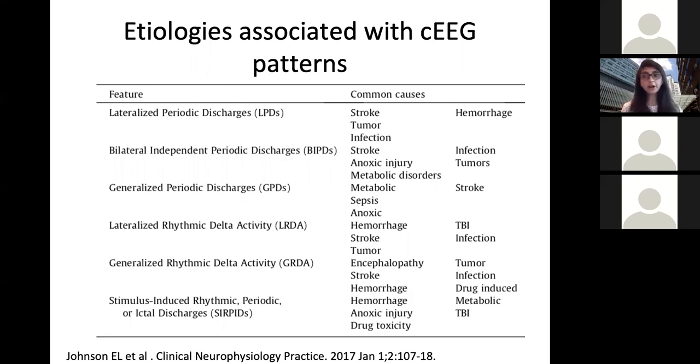However, this is not a hard and fast rule. We can certainly see generalized patterns in patients with an acute structural brain injury, especially if they have a metabolic derangement. Similarly, we can see lateralized patterns in a patient with a diffuse metabolic process or sepsis, more often if they have an old brain injury and old structural injury.